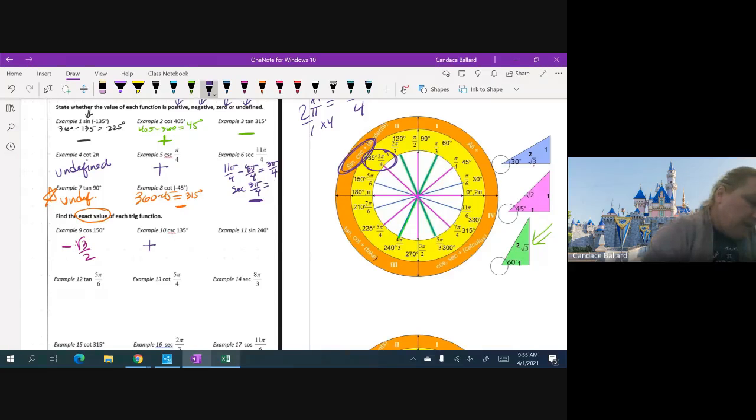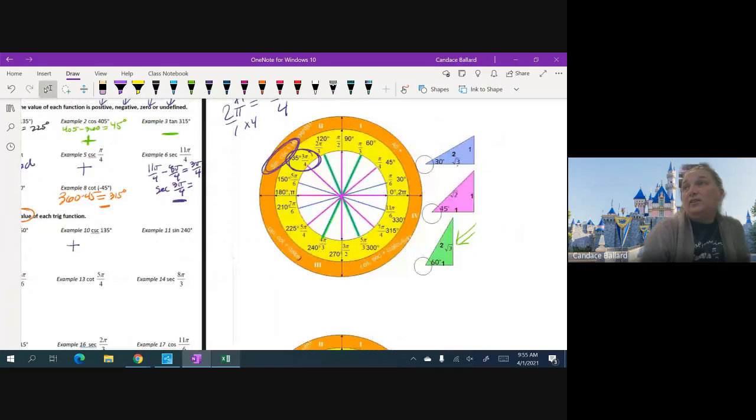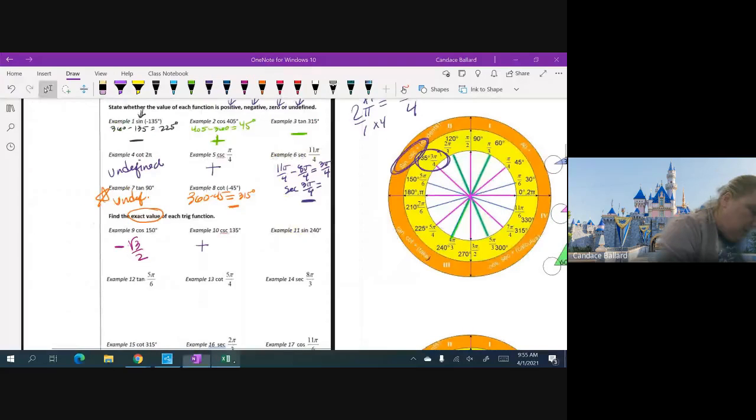Okay. I am on a pink line, so I'm going to go to the pink triangle. I know that cosecant, ooh, interesting. We haven't had to do just cosecant by itself very often, right? Is going to be the hypotenuse over the opposite. Hypotenuse over the opposite for cosecant, right? The reciprocal of sine. So I would write down square root of 2 divided by 1, which is just going to be square root of 2.